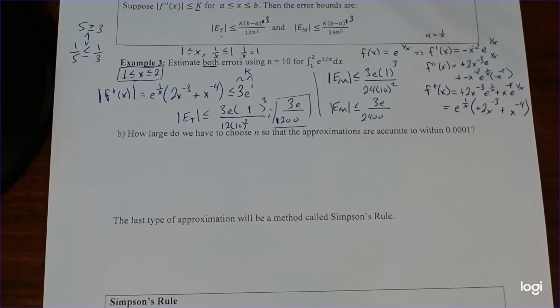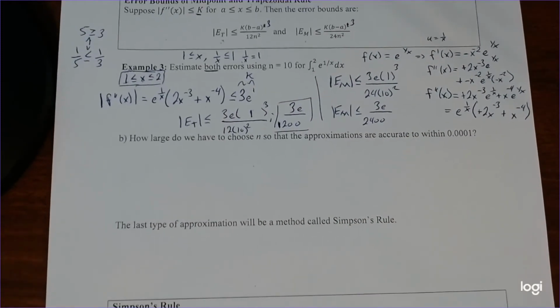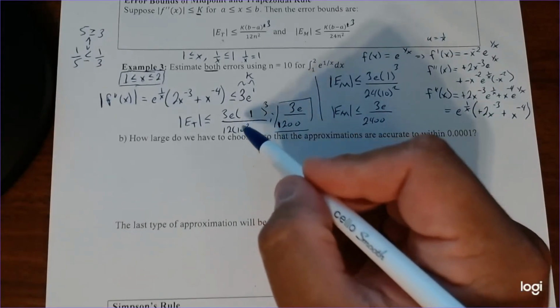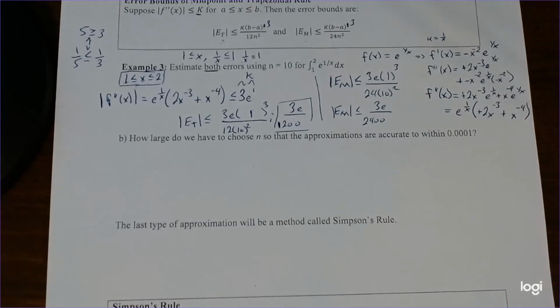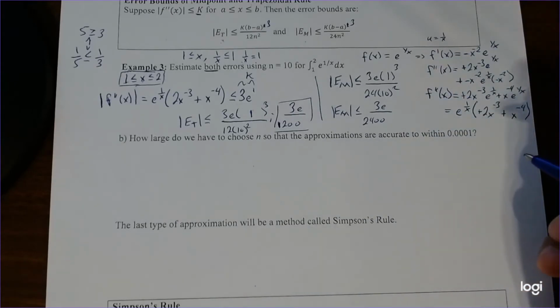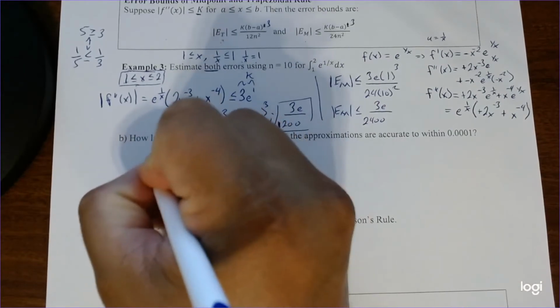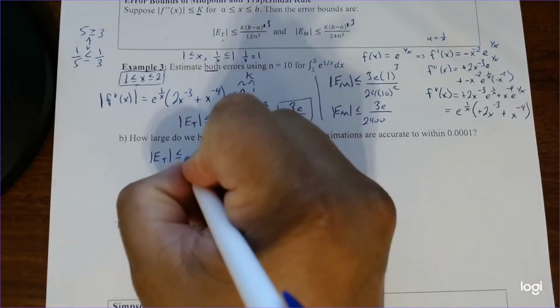Okay. So what if we wanted a little different type of question? Part B is: what if we want to go backwards? In other words, what if they gave you this error and they want you to figure out how many rectangles or how many trapezoids we need in order to keep that error to that accuracy? That's what part B is all about. It says, how large do we have to choose n so that the approximation is accurate to within 1/1000th of a unit, so 0.0001? Now this is what we mean by the error bound, right? So we know that the absolute value of our trapezoidal error must be less than or equal to that.